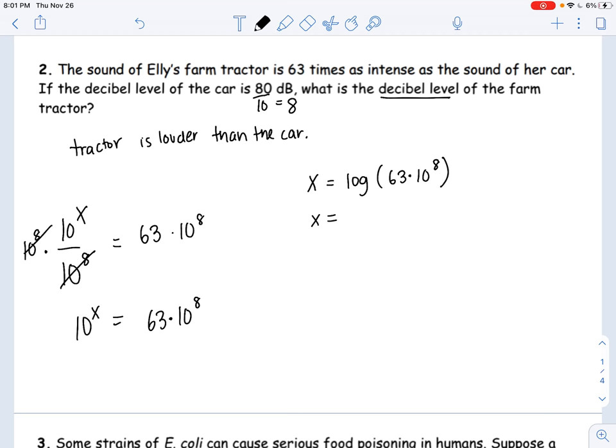And I get that it's 9.8 if I round to the nearest tenth. Finally, when we get this, this is not the decibel level. So what we have to do is multiply by 10, because remember, to get our power, we had to divide earlier by 10. So now we're going back to decibels, so we have to multiply by 10. So that's going to be 98 decibels. And that makes sense because it's larger than the decibels of the car. So this is my final answer.